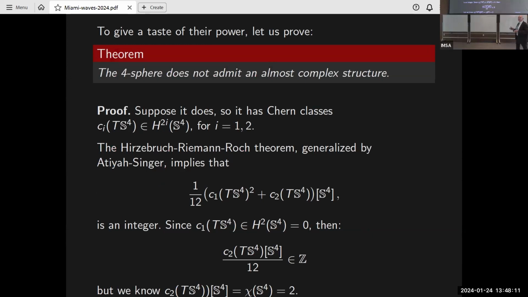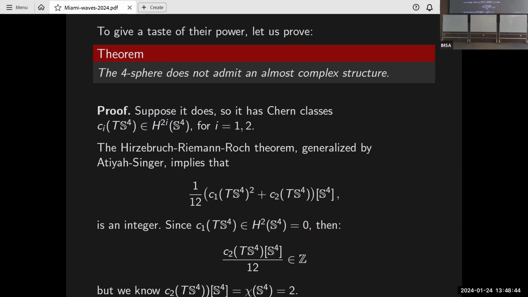This has nothing to do with the rest of that, which is a beautiful jewel. It's just as a toy, as an example of the power. Let us prove this very important theorem that we all know: the six-dimensional sphere does not admit an almost complex structure. It seems to have nothing to do with the topic of this lecture. Okay. Let's just take it as a toy example. Suppose then it has Chern classes C1 and C2.